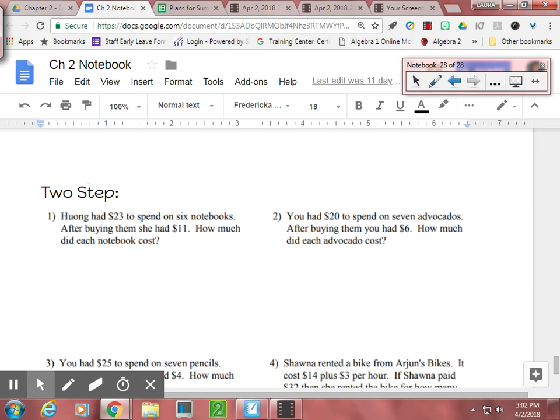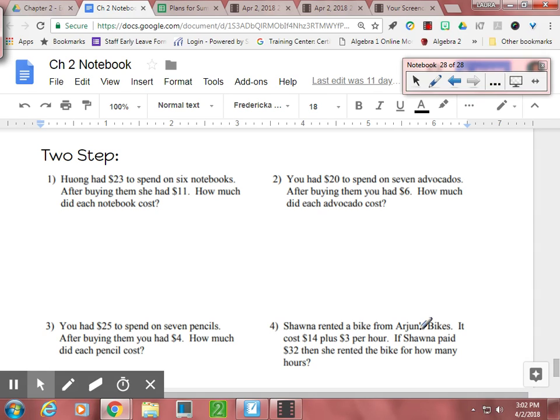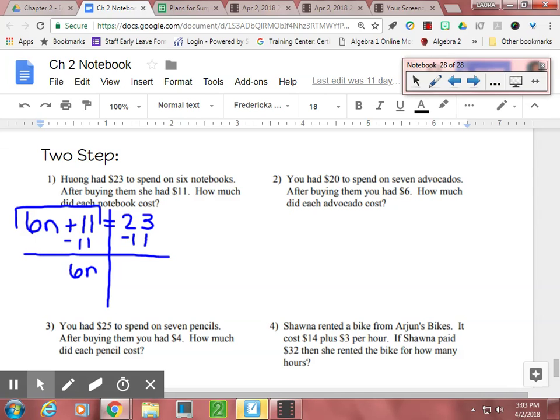Alright, so let's look at some of these 2-step equations. So this person had $23 to spend on 6 notebooks. So 6 notebooks that we don't know the cost of. After buying them, she still had $11. So the 6 notebooks plus her $11 added up to $23. So why do I not have a minus sign there? It's because combined, this is what she had to begin with. She had 6 notebooks and the $11. So we want to subtract the 11. So now I get 6n equals 12, divide by 6, and I get that n equals 2. So what does that mean?